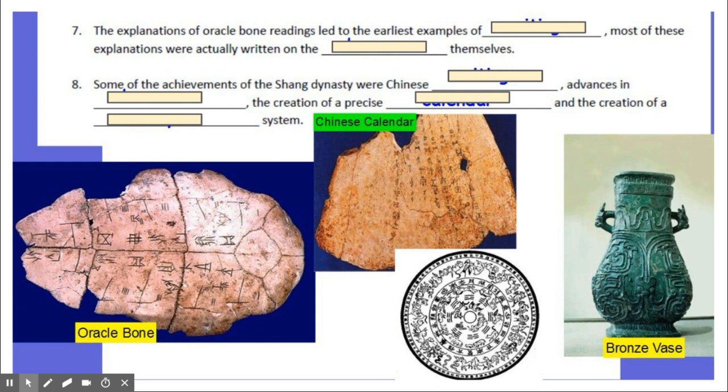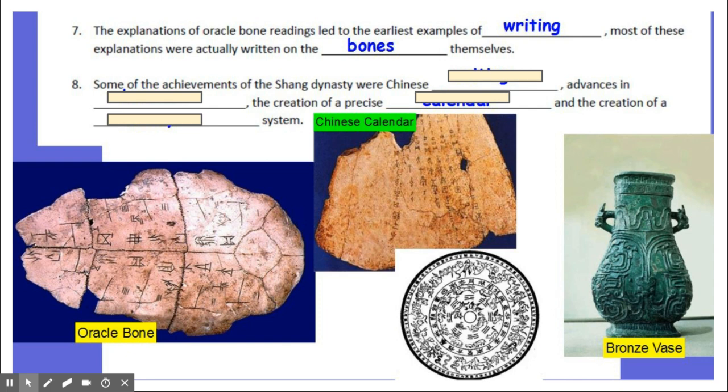And number 7, the explanation of the oracle bone readings led to the earliest examples of writing. And if you take a look here, there's a tortoise shell, and on that there's some iconic writing, or pictowriting, if you want to call it that, which supposedly is one of these oracles. A lot of times these are used to predict things that would happen in the future. But most of these explanations were actually written on the bones themselves.